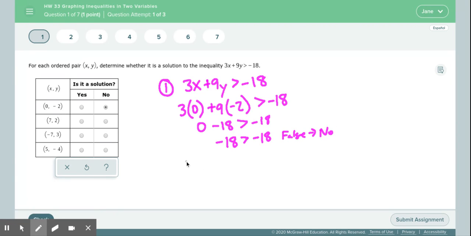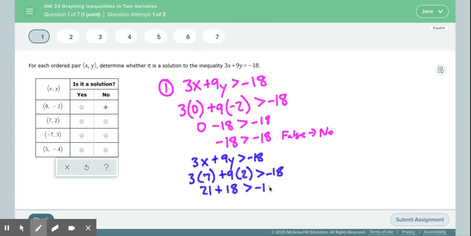Let's go ahead and do one more. So for example, on my next one, I have 7 and 2. So what I'm going to do is still write down the same original inequality. But this time, I'm going to replace x and y with 7 and 2 respectively. So I'm going to have 3, I replace my x with 7, and then plus 9, I replace my y with 2. Is that greater than negative 18? So 3 times 7 is 21. 9 times 2 is positive 18. Is that greater than negative 18?